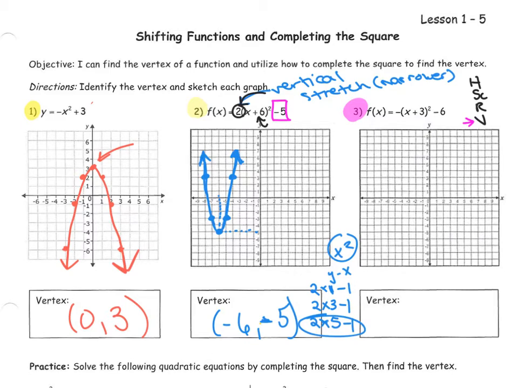I'll just draw what the final graph looks like, but I'm not going to go through explaining it. You can try that one. Okay, and that's what the graph should look like.